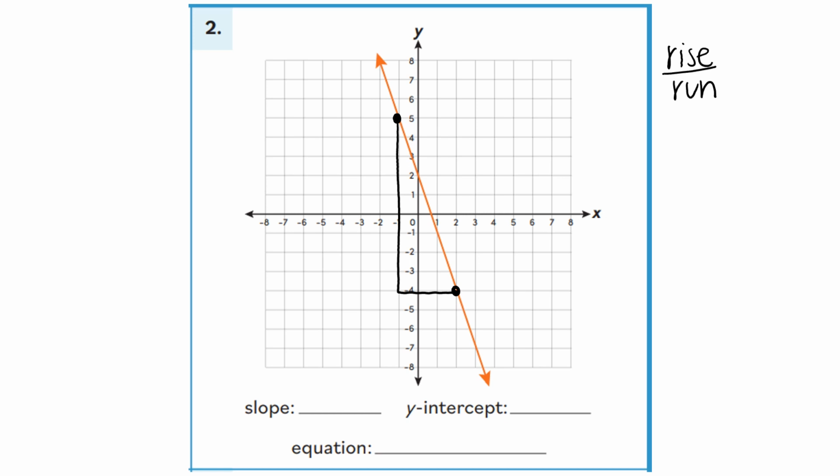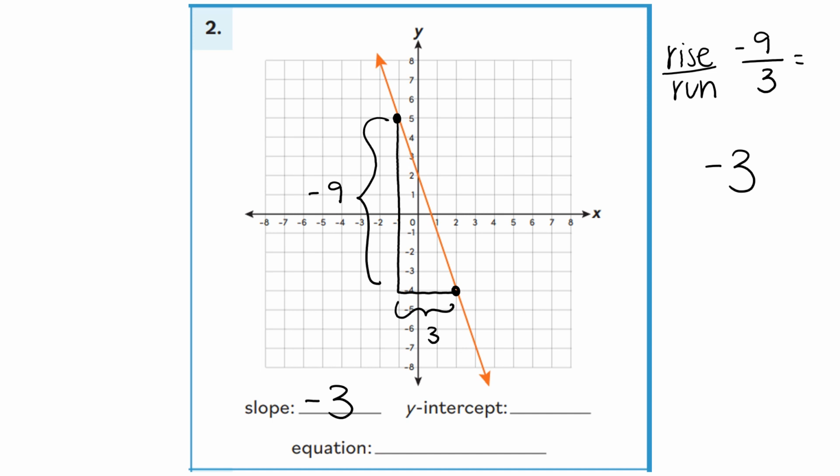Our rise value going from 5 to -4 has us going down 9. Down is represented by -9. And then going sideways from -1 to 2 is a value of 3. So our rise number is -9. Our run value is 3 for an answer of -3. So -3 is our slope.